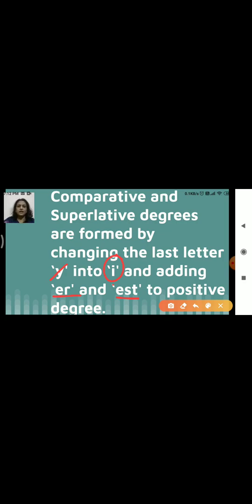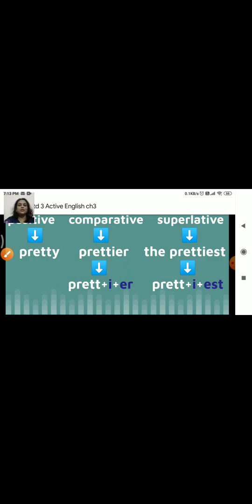Followed? What is it here? What do we do? The last letter Y, we cut it. Instead of Y, we add I there, and then we add more letters. Those are the letters which we have to add for our comparative and superlative degree. That is ER and EST. Okay, here you can see the example.